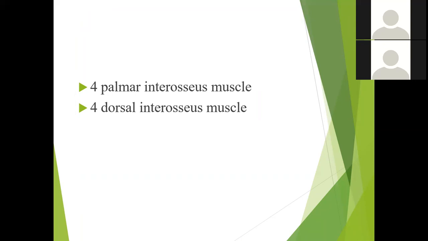What about palmar interosseous muscle? Again, there are four palmar interosseous muscles. All the metacarpal bones give origin except one bone, that is the third metacarpal bone. So the third metacarpal bone is devoid of palmar interosseous muscle. First, second, fourth, fifth give attachment for palmar interosseous. So you can remember this point: palmar interosseous is not attached to the third metacarpal bone.